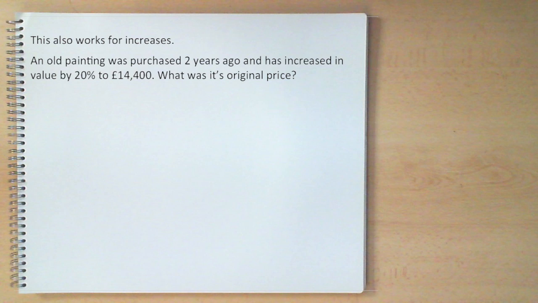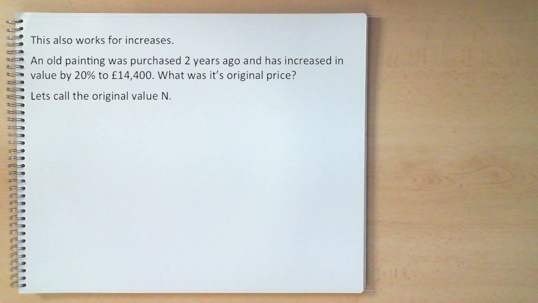So here's another example. An old painting was purchased a couple of years ago and it's increased in value by 20% and it's now worth £14,400. So can we work out what its original price was? Again, we're going to call that original price n. We don't know what it was, so we're just going to give it a letter.